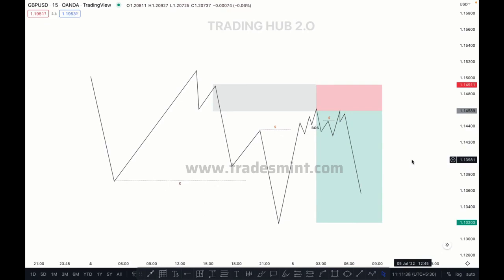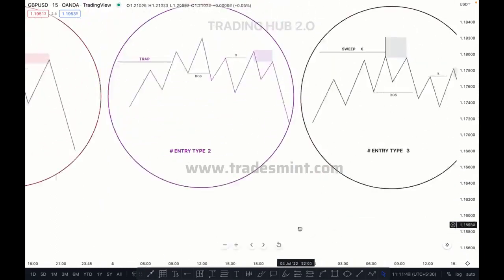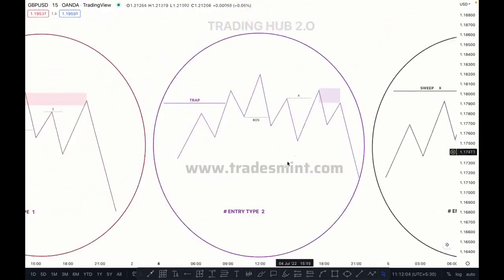Let me show you entry type 2 and type 3, which are really powerful and very different from the others. This type of entry strategy can change your trading style. In entry type 2, as you can see here, as I mentioned, the market traps the buyers and sellers, then you have to follow the same criteria as I mentioned here. Let me show you exactly how it actually works.